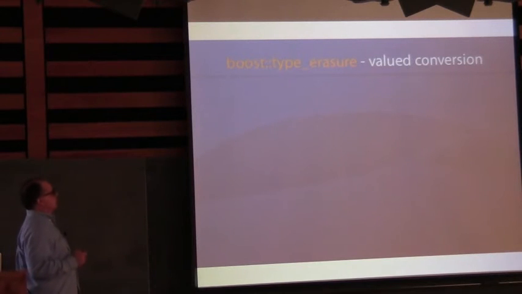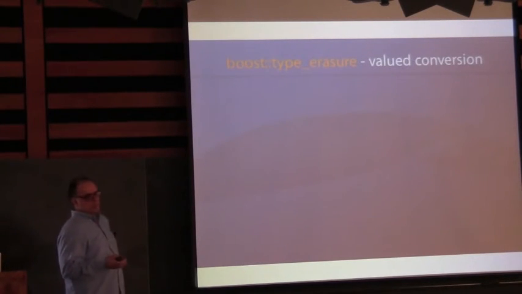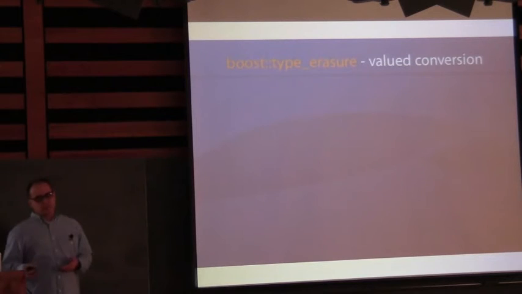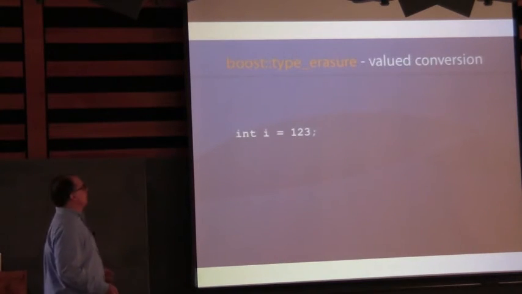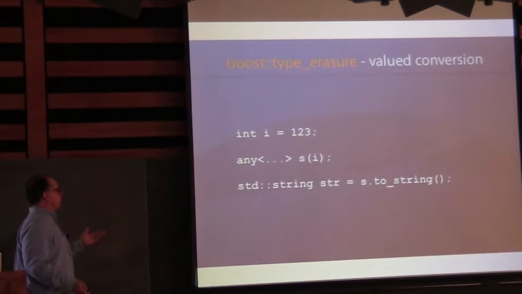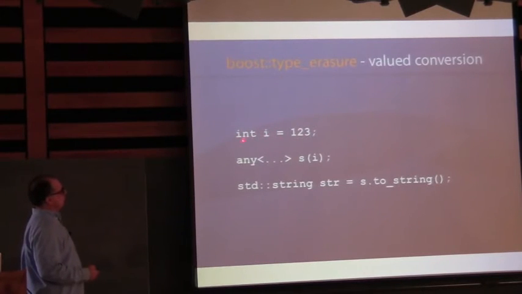How to do the conversion with the type erasure? Provide a similar facility like we did with the variant. What you want to do is something like this. You want to have an integer and then construct any from that integer and then be able to do something like this. Turn that into a string.